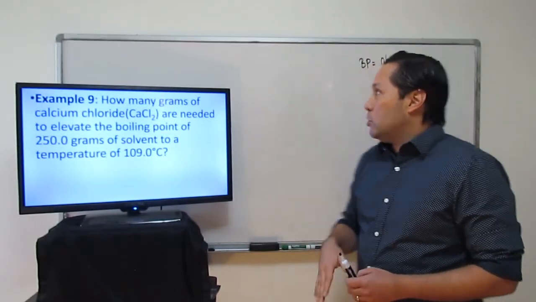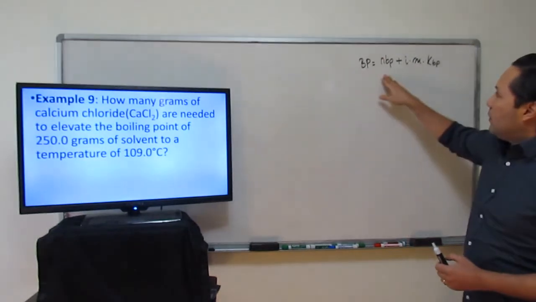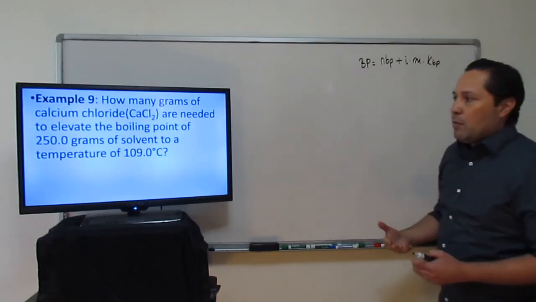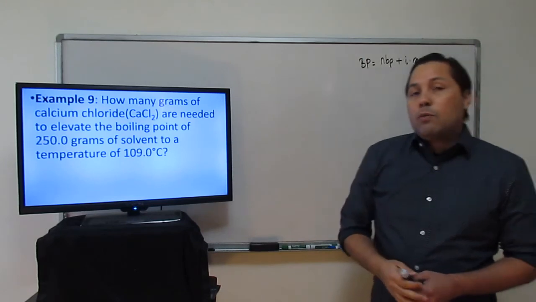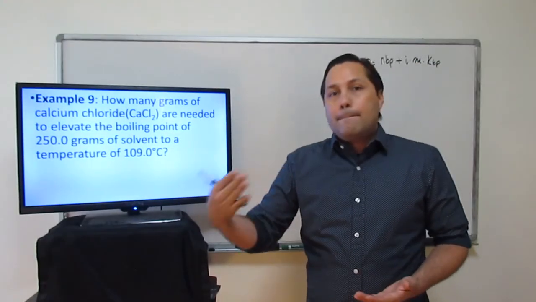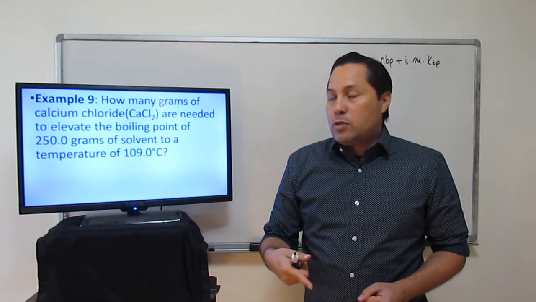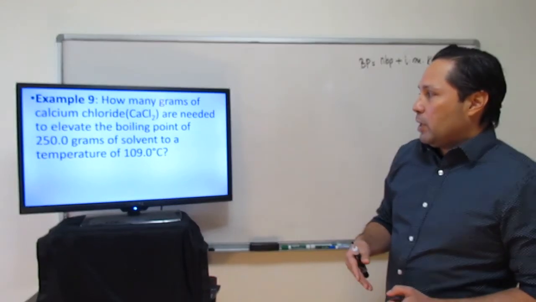So the first thing we're going to do is plug in all the values that we have here and solve for the molality. Once we have the molality, we're going to solve for the number of moles. And once we have that, we're going to go from moles back to grams, and that will give us our answer. So let's start plugging in all the numbers we know.